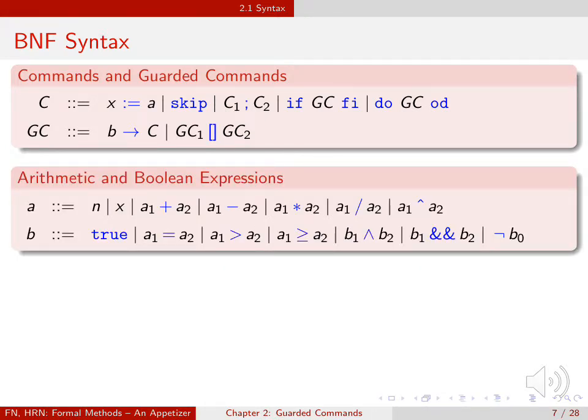Arithmetical expressions are mostly standard. Numbers, variables, and arithmetical operators apply to arithmetical expressions. We use the caret symbol for exponentiation. Booleans can be true, some relational operator applied to arithmetic expressions, and some logical operators applied to Boolean expressions. We use the mathematical notation ∧ for conjunction and double ampersand for short-circuit conjunction.